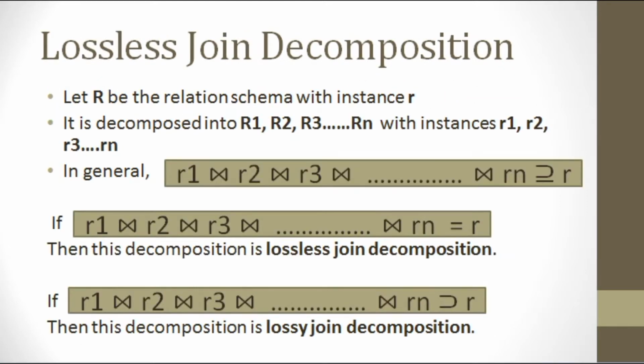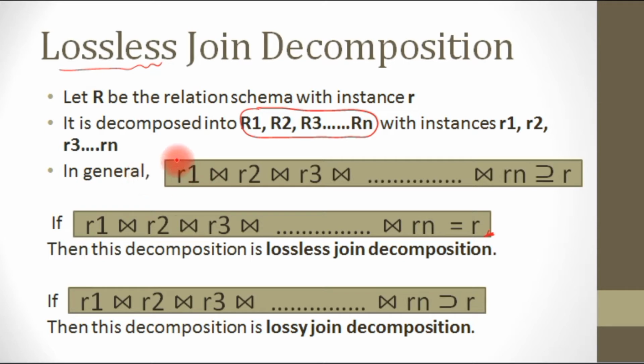So first, lossless join decomposition. The decomposition must be in such a way that it is lossless. It means if you join all the subrelations together into a single relation, then it must be equal to the original relation R. Here R is the relation schema with instance r, which is decomposed into relations R1, R2, R3 and so on with instances r1, r2, r3 and so on.